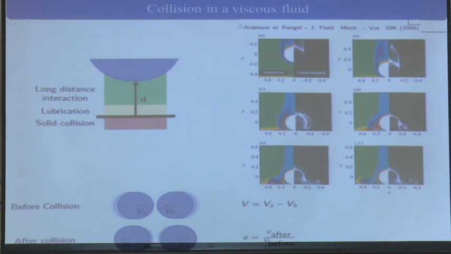And then the rebound of a particle in a viscous fluid should be different from the rebound of two solids in void, because in void you don't have any friction. In air you have a little friction, but not much. So in a liquid we expect that the collision will be different because you have some energy dissipation due to the liquid film drainage.